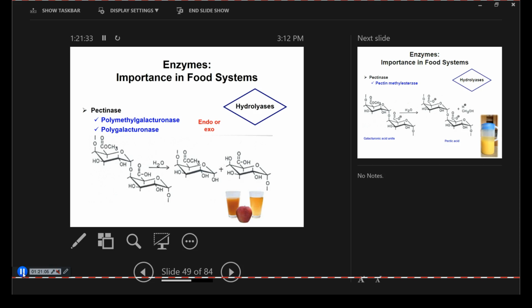So there are two types of enzymes: one that can cleave when you have a methyl group, and one that cleaves when you don't have the methyl group. You have the polygalacturonase or the polymethylgalacturonase enzyme. Both of them can be used to make sure that you break down your pectin into soluble components, and thus you clarify your juice.